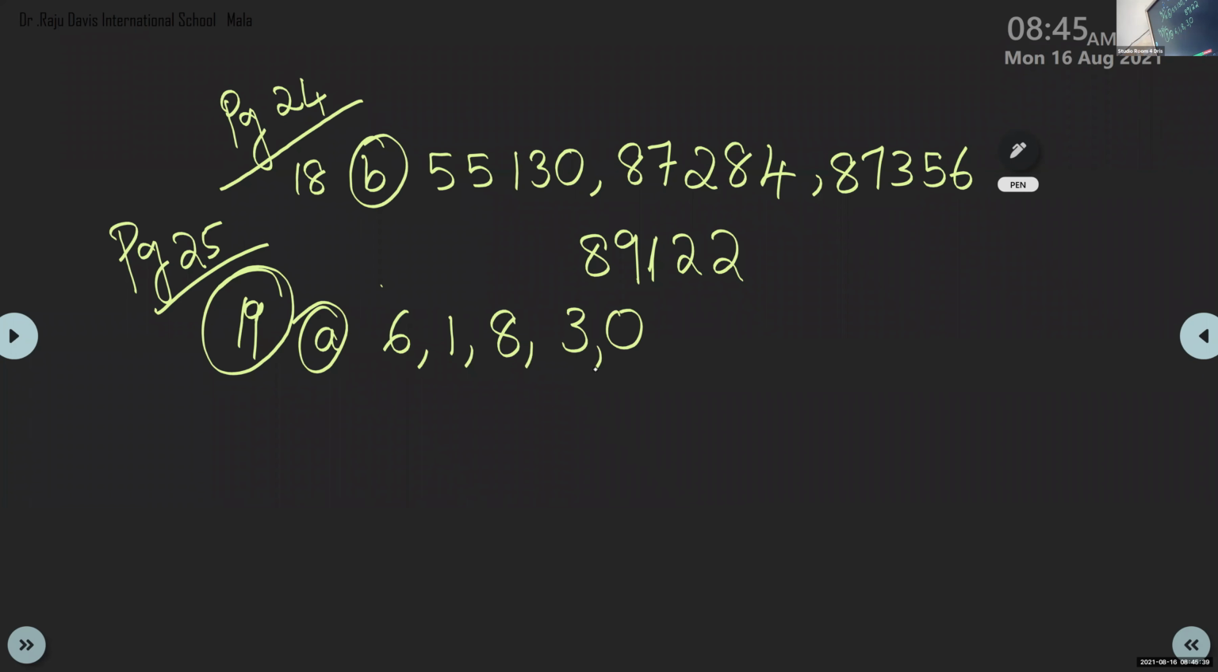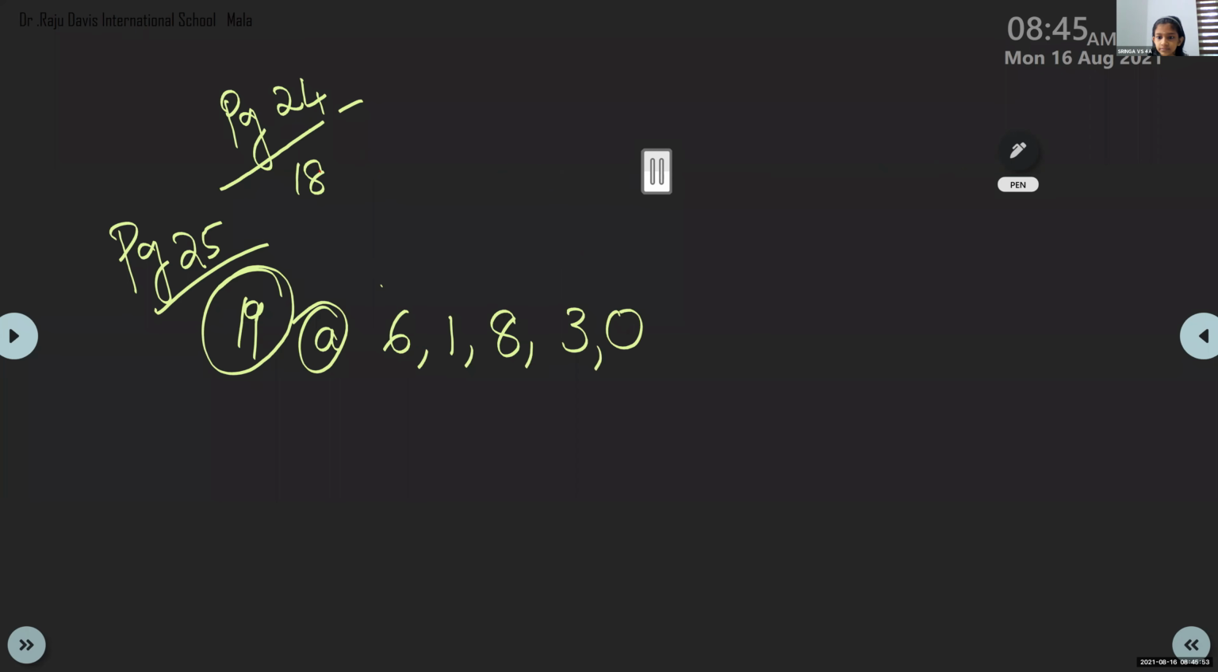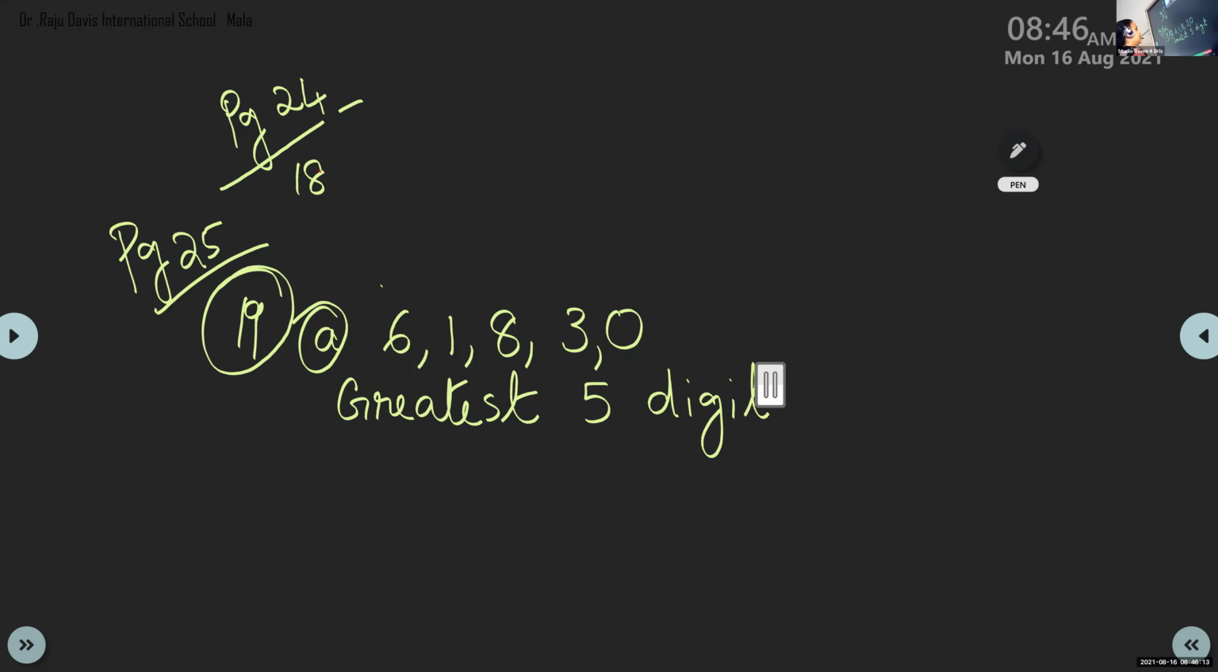Okay, numbers given. What do we have to do? We should find the greatest and the smallest number. For the greatest number, in which order do we have to arrange the numbers? Descending order. Okay, can you give me the answer? The greatest 5-digit number is equal to. Sringa, can you help me? First, we will write the first digit, the greater number. Which is the greater number here?